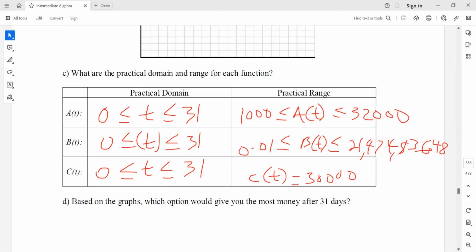Now, based on the graphs, which option would give you the most money after 31 days? Of course, you know that from the table. You know that option B, right? Option B, the exponentially set up one. Okay, all right.